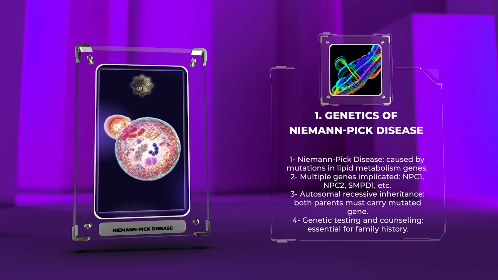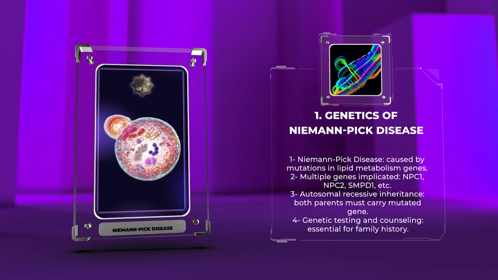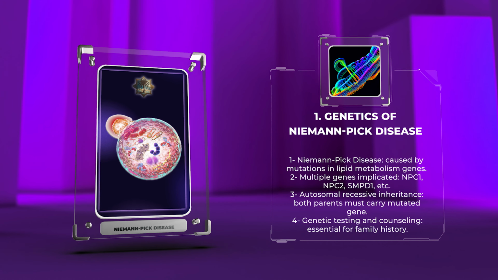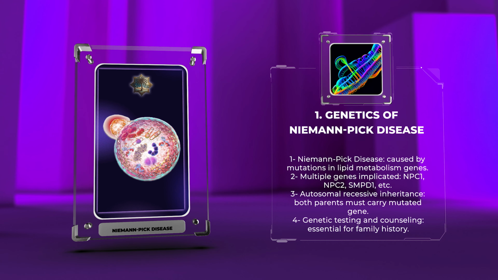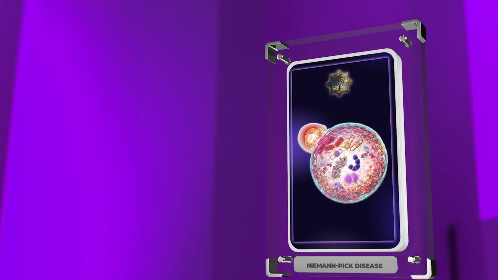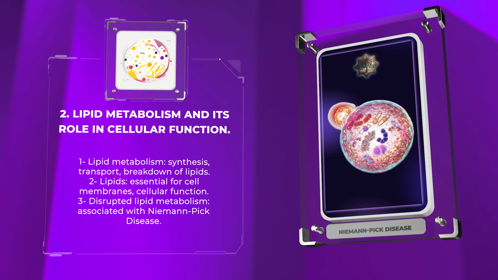Autosomal recessive inheritance is the most common pattern observed in Niemann-Pick disease, meaning that both parents must carry a mutated gene for their child to be affected. Genetic testing and counseling are essential for individuals with a family history of Niemann-Pick disease to understand the risk of having an affected child.